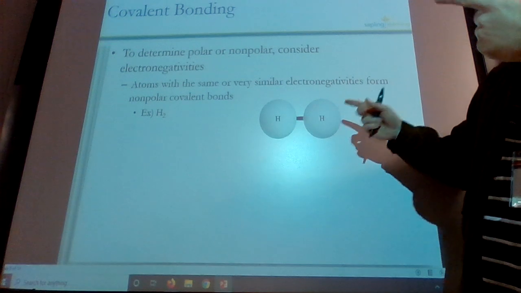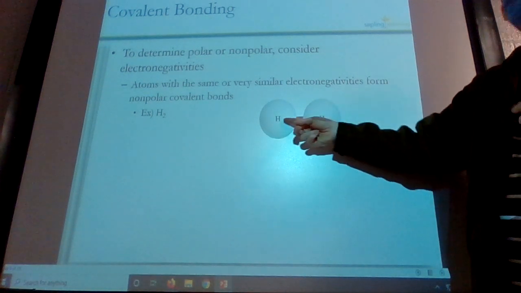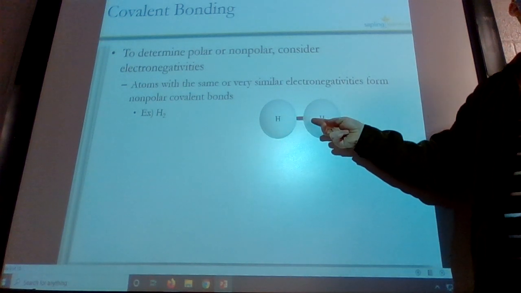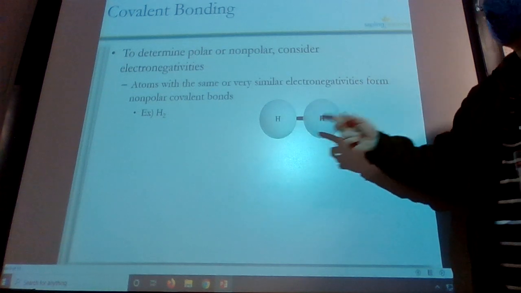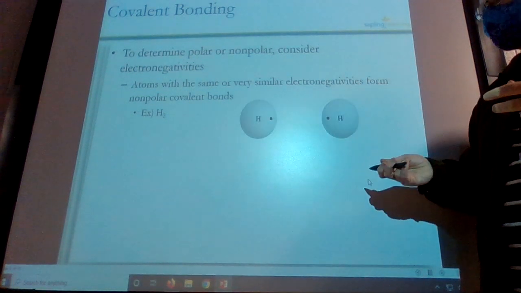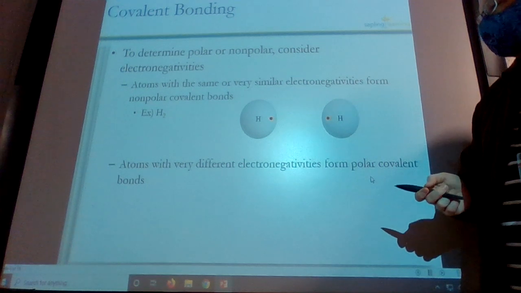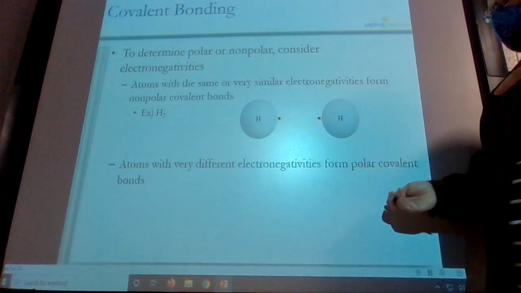When we draw bonds in Lewis dot structures, you draw a solid line in between them, and a solid line is equal to 2 electrons. There's one from each atom there. Atoms with very different electronegativities form polar covalent bonds.